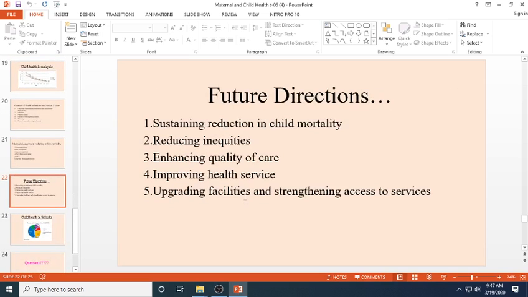Malaysia is looking towards sustaining reduction in child mortality, reducing inequalities, enhancing quality of care, improving health service, upgrading facilities and strengthening access to services to improve maternal and child health further.